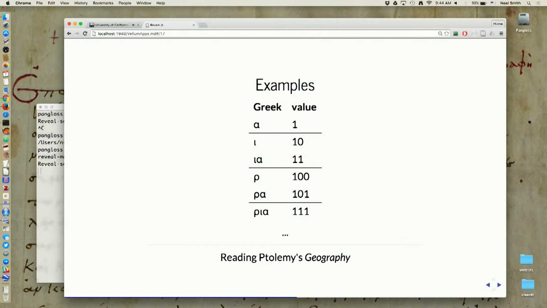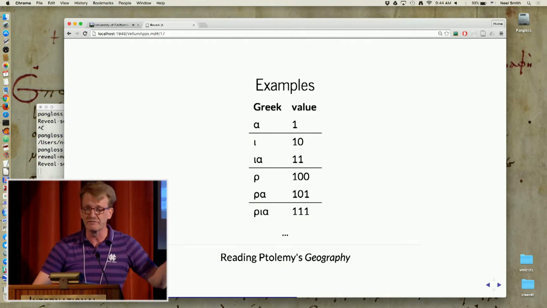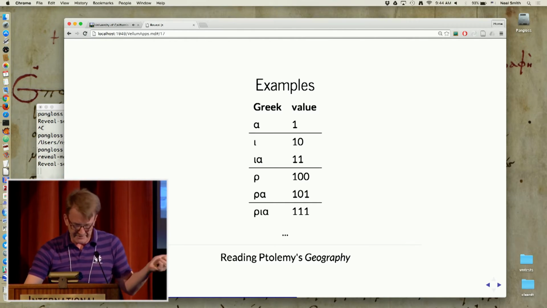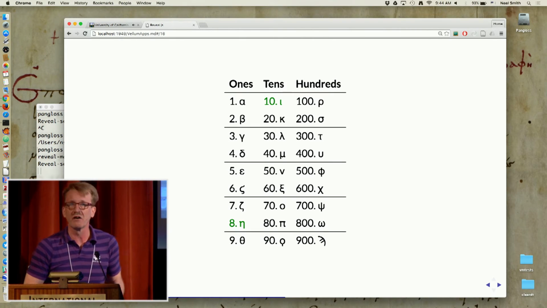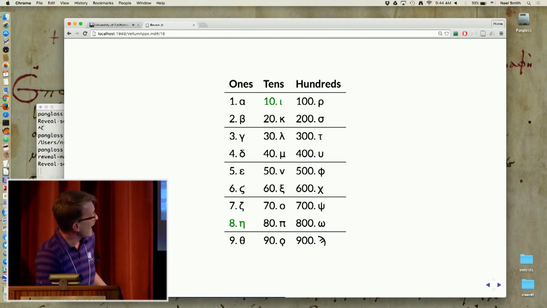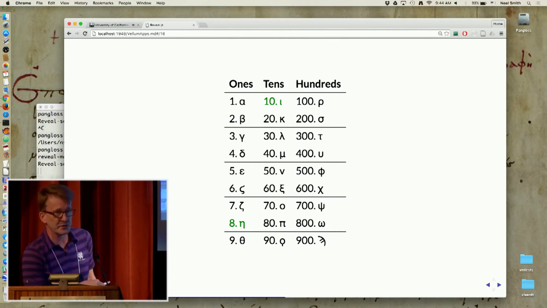Rho is 100, rho alpha is 101. No need for a 0. It's given to you in the value of the character. And I won't test you on all 27 values, but I'd ask you to hold on to these two that I've highlighted in green, okay?